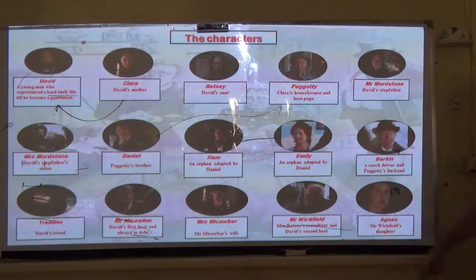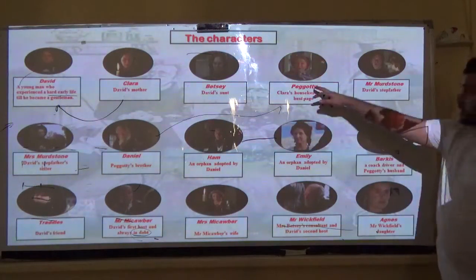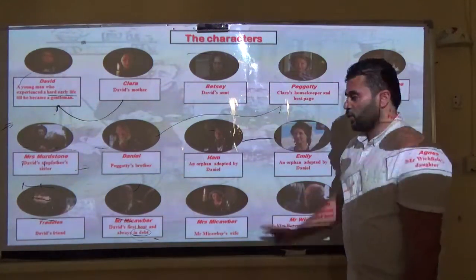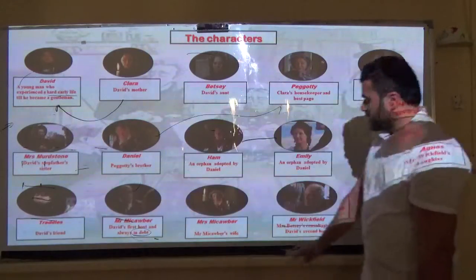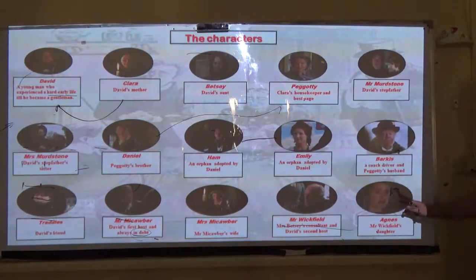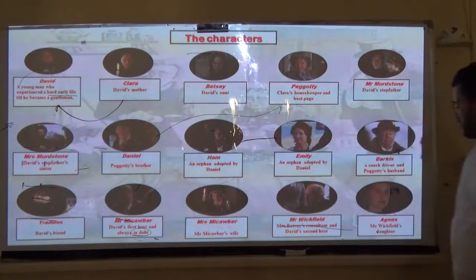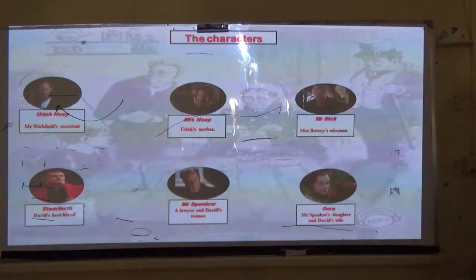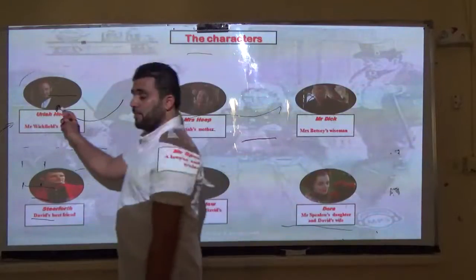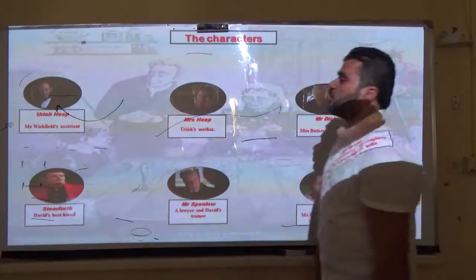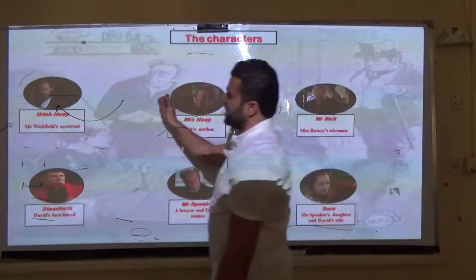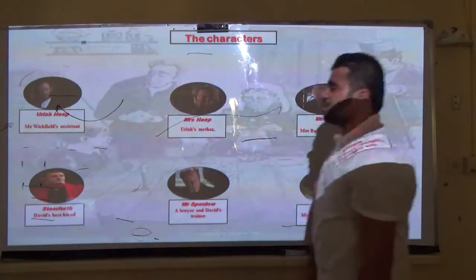Next, Mr. Wickfield. Mr. Wickfield was Miss Betsy's lawyer or consultant, and David's second host. So this is the first host for David, and this is the second host for David. After that, Agnes, Mr. Wickfield's daughter. After that, Uriah Heep, Mr. Wickfield's assistant. And after that, Mrs. Heep, Uriah's mother.